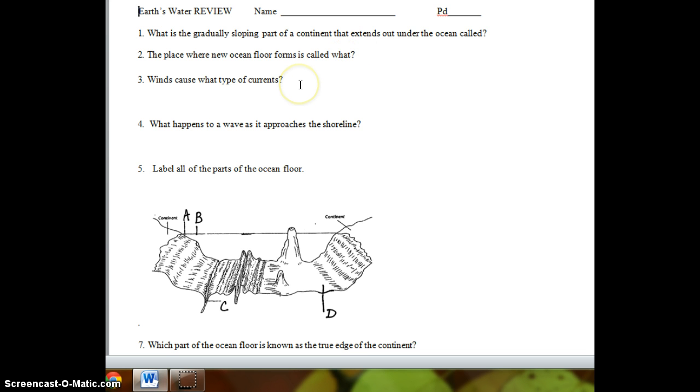Number three says, winds cause what type of currents? And those are surface currents when the wind is blowing across the surface of the water. Number four, what happens to a wave as it approaches the shoreline? It loses speed, so it gets slower. The wavelengths decrease, so the waves get closer together, and the wave heights increase until they crash.